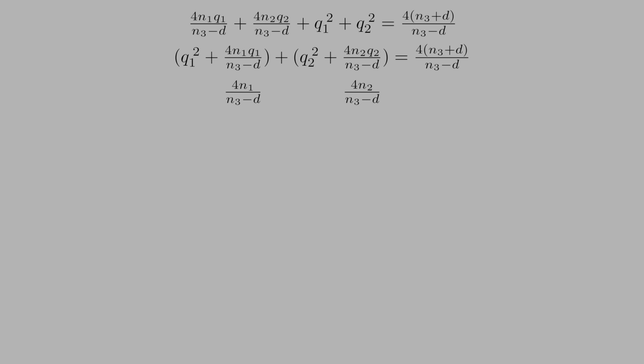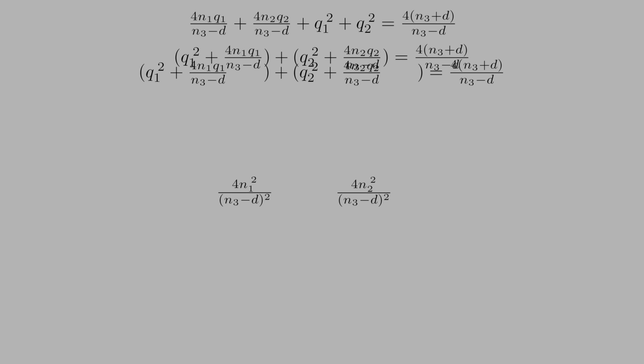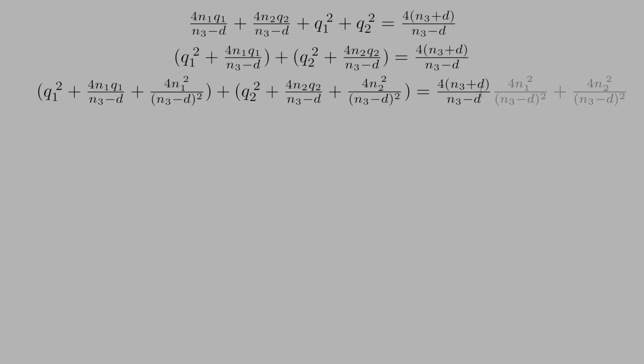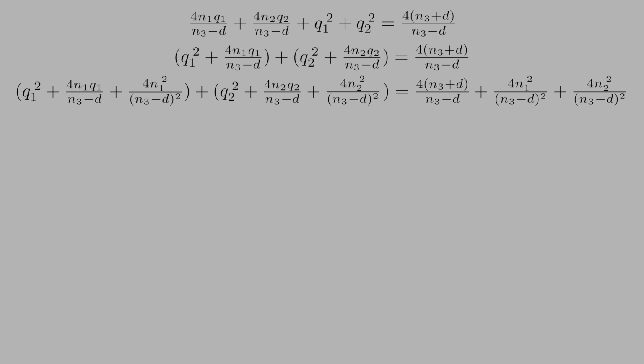Here, I'll pull out the coefficients 4n1 over n3 minus d and 4n2 over n3 minus d. Next, I'll divide these coefficients by 2. I'll then square them. Let's now distribute out the squares. Now, let's throw them back into our equation. Okay, since we just added these two values to the left-hand side, we must also add them to the right-hand side to maintain balance.